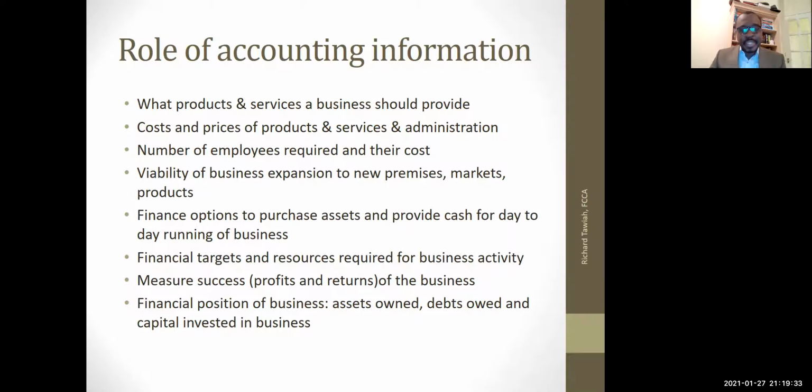Finance options to purchase assets and to provide cash for day-to-day running. We need to make some decisions on that. We need to also put up some financial targets and also try to see if we can get some resources to run our businesses. We need to also measure success. Are we making profits? Are we making enough returns to sustain our business as a going concern? So these are all information that accounting will provide to us.